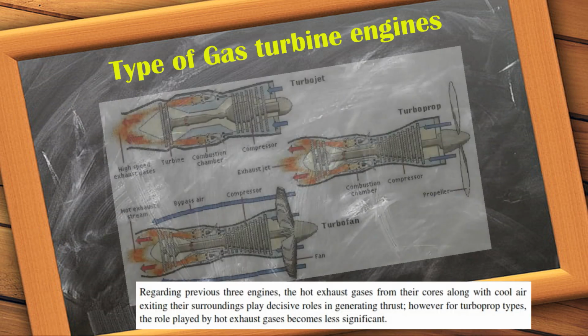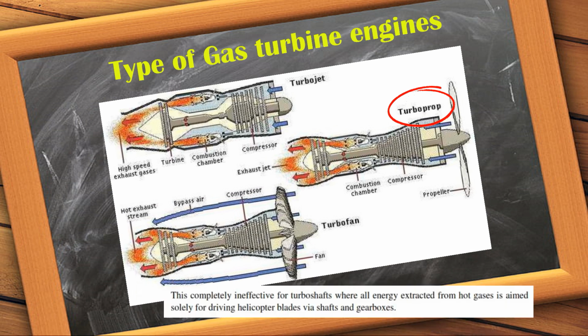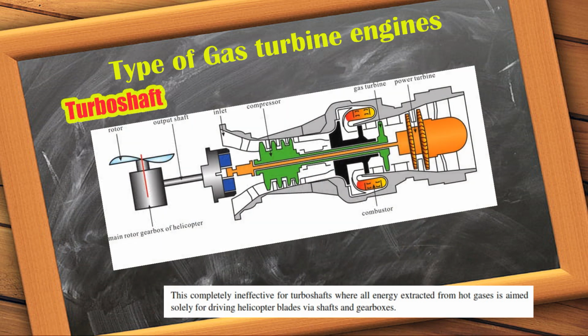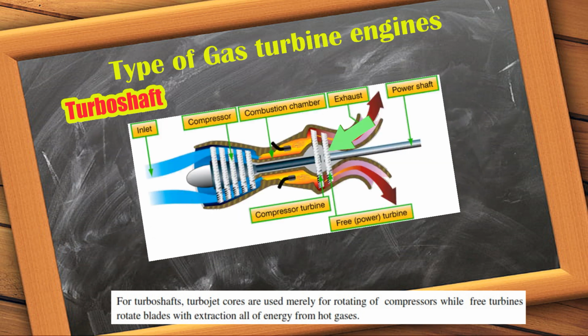Regarding the previous three engines, the hot exhaust gases from their cores, along with cool air exiting their surroundings, play decisive roles in generating thrust. However, for turboprop types, the role played by the hot exhaust gases becomes less significant. This is completely ineffective for turboshaft, with all energy extracted from hot gases aimed solely at driving helicopter blades, shafts, and gearboxes. For turboshaft, turbojet cores are used merely for rotating the compressor, while free turbines rotate blades with extraction of energy from hot gases.